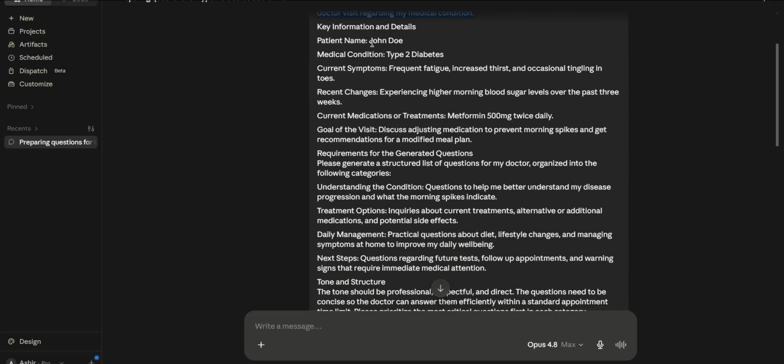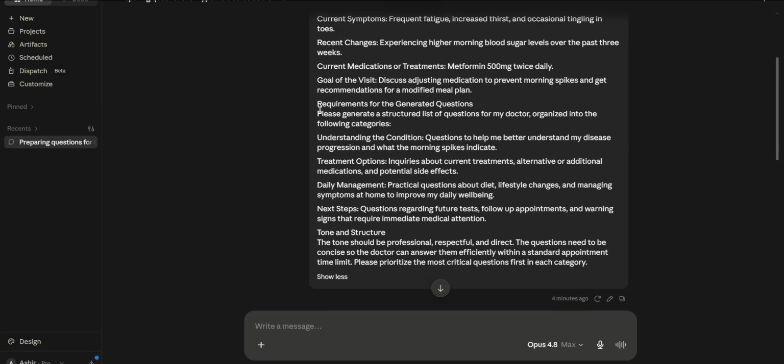First, the patient name, John Doe. Medical condition, type 2 diabetes. Current symptoms: frequent fatigue, increased thirst, and occasional tingling in the toes. Experienced high morning blood pressure levels over the past 3 weeks. Current medication for the treatment: metformin, 500 milligrams twice a day. Goal of the visit: discuss suggesting a medication to prevent morning spikes and get recommendations for a modified meal plan.